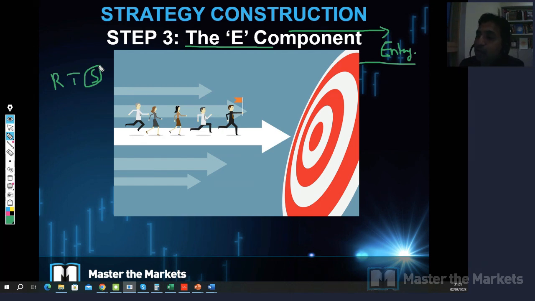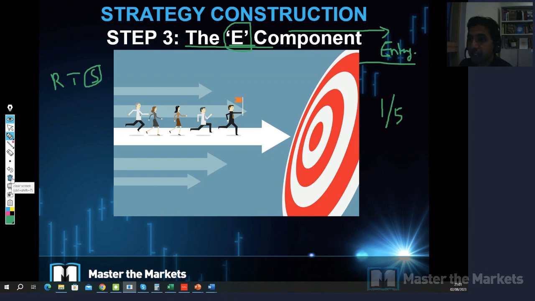Everybody that we've trained through Master the Markets always runs after entries. Where should I enter? Where should I enter? But remember, the E component, traders, is only one out of the 5 components in a strategy. Okay, this is what we're going to be going through as we go along. But today I'm going to go a bit more deeper into the entry component of the strategy, the entry rules.